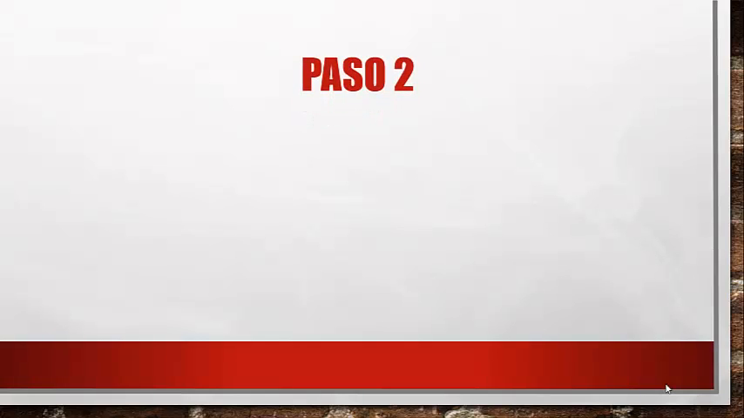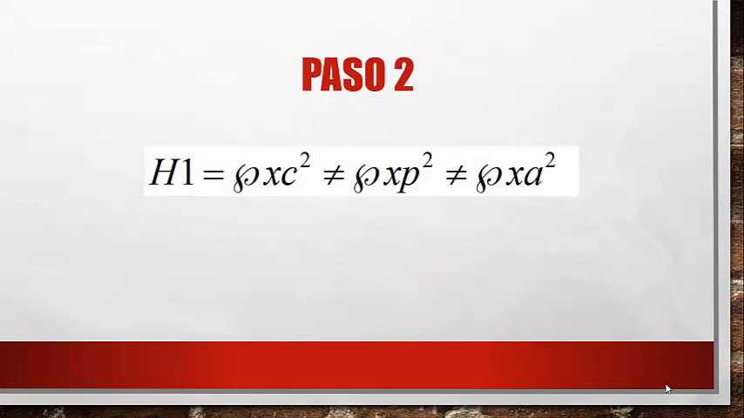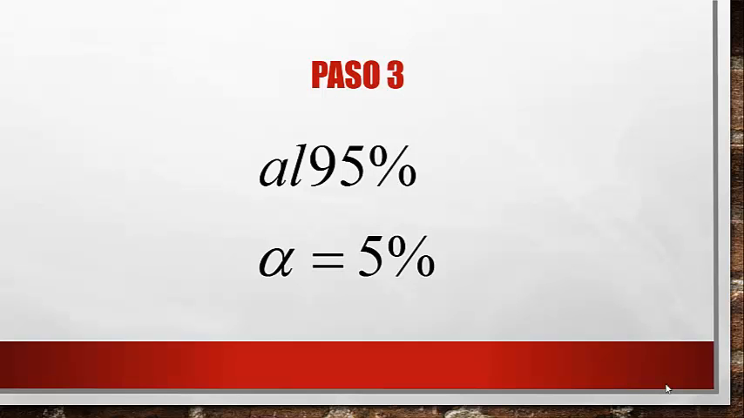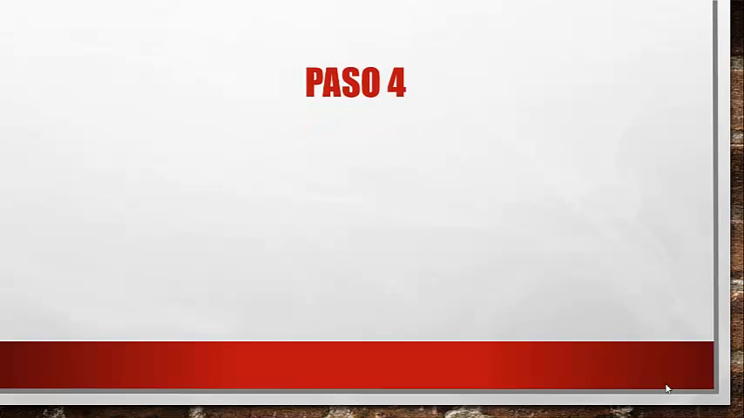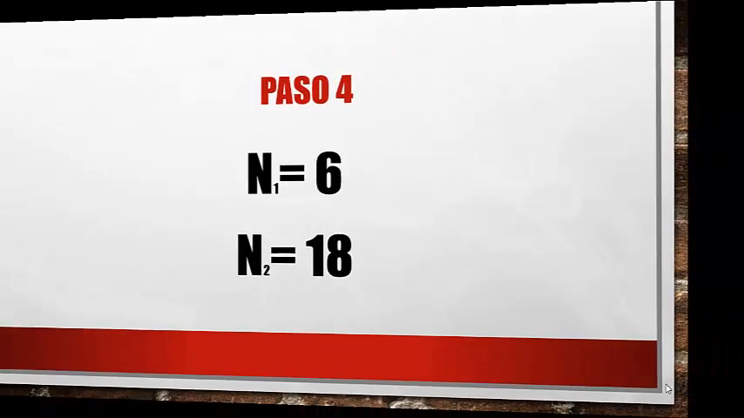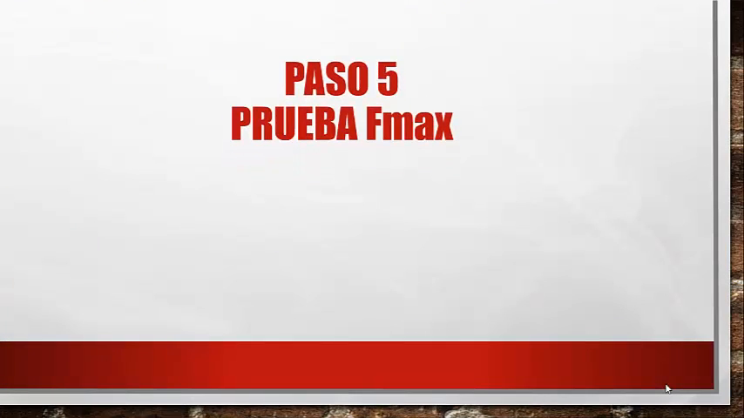Step 2. Alternative hypothesis: the material loss for sawing squared is not equal to that of polishing squared, and not equal to acetylene squared. Step 3. In this way we have a 95% confidence, and an alpha of 5%. Step 4. N sub 1 represents the number of column data, and N sub 2 the total number of data. Step 5. Formula, F max.